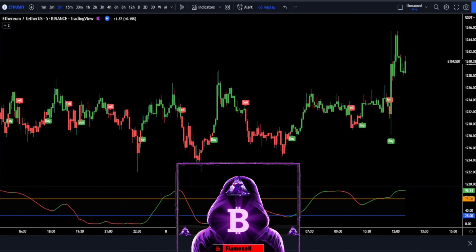In conclusion, I would say that this trading strategy by Quantum Trading Strategies is pretty good. However, if you want to get better results, I would highly suggest you backtest it with the indicators I just showed you.